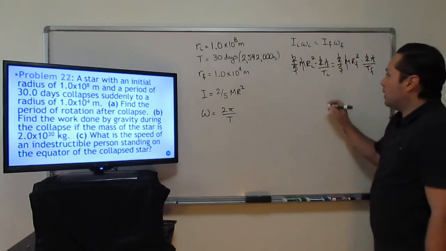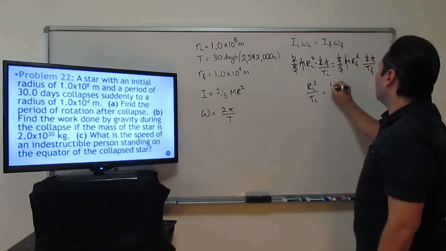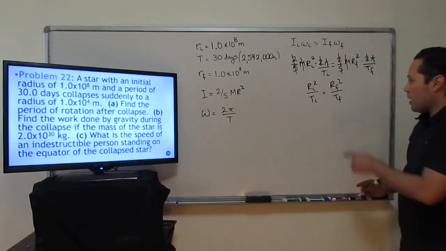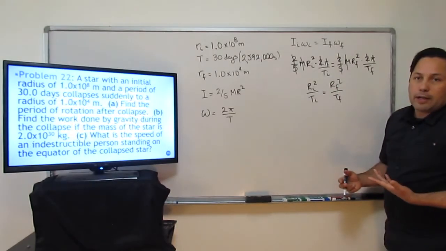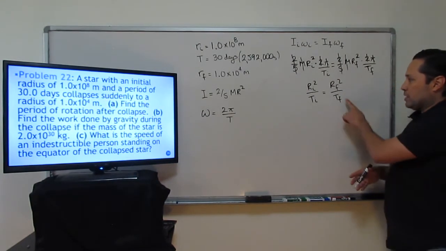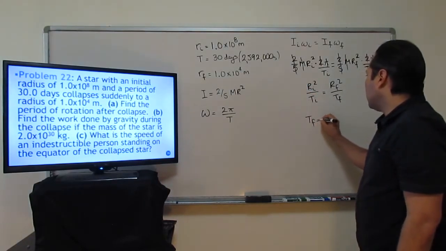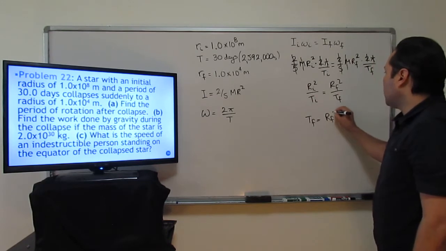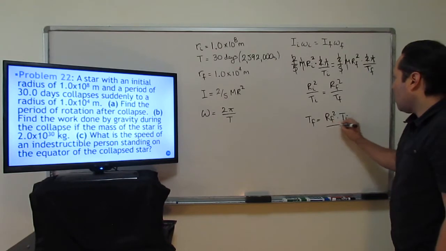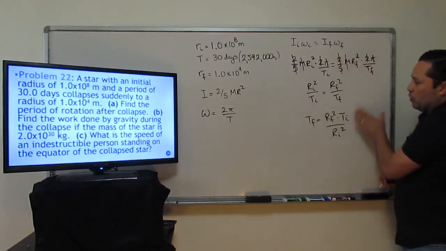Let's clean this up a little bit. It is really just Ri squared over Ti is equal to Rf squared over Tf. All right, and we're looking for Tf. So the rest of this problem, we can just move stuff around to solve for Tf. I'm going to move it over on this side. It's going to be Tf is equal to Rf squared multiplied times Ti over Ri squared. So that is our formula after we modify it.